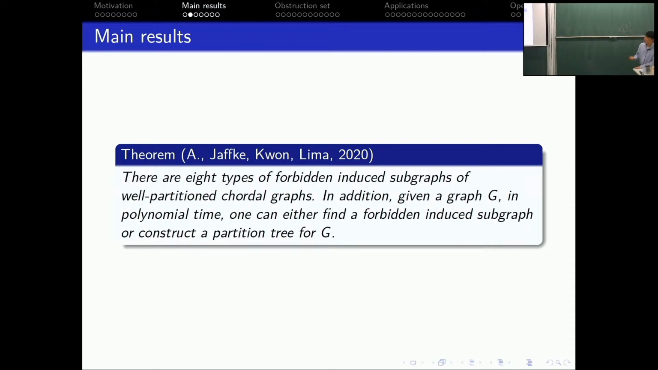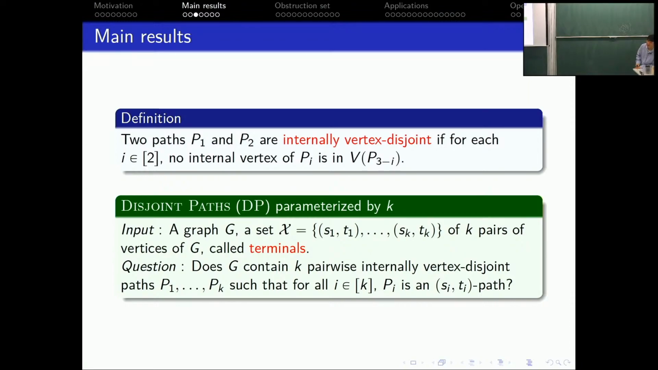Okay. As algorithmic results, the first problem we handled is Disjoint Paths. Two paths P1 and P2 are internally vertex disjoint if for each i in {1, 2}, no internal vertex of Pi is used in the other path. And the Disjoint Paths problem is as follows. Its input is a graph G and a set X of k pairs of vertices of G called terminals. Its goal is to decide whether G contains k pairwise internally vertex disjoint paths P1 to Pk such that each Pi is an si-ti path, meaning connecting si and ti.